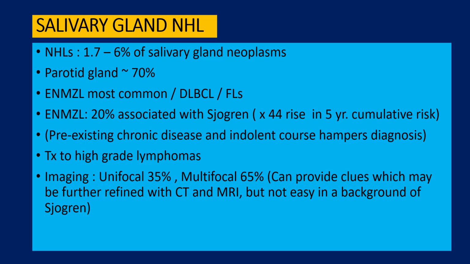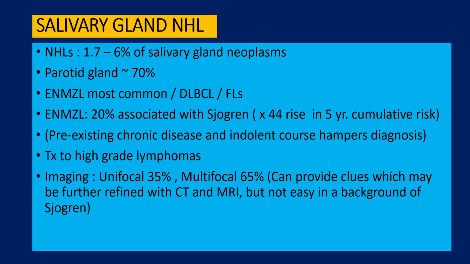Now, extranodal marginal zone lymphoma, I was talking about a little while ago. About 20% are associated with Sjogren's, which creates about a 44 times rise with a 5-year cumulative risk. Because of this pre-existent chronic disease and the indolent course, it could have a relapsing and recurrent course, which hampers our diagnosis. It may transform to high-grade lymphomas.